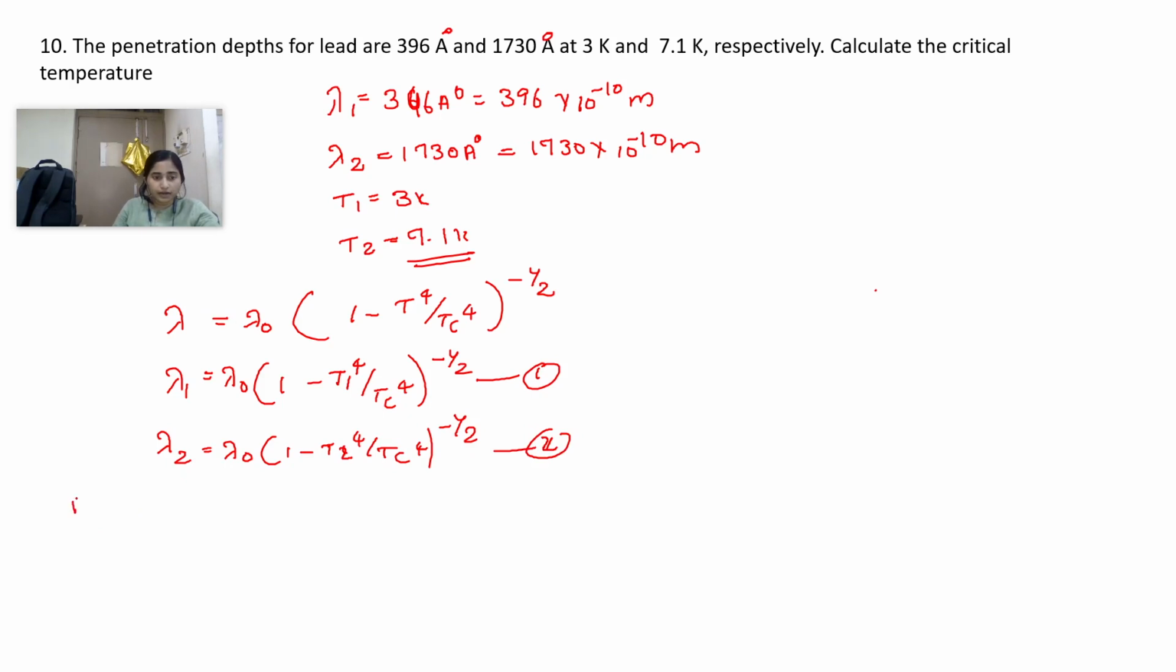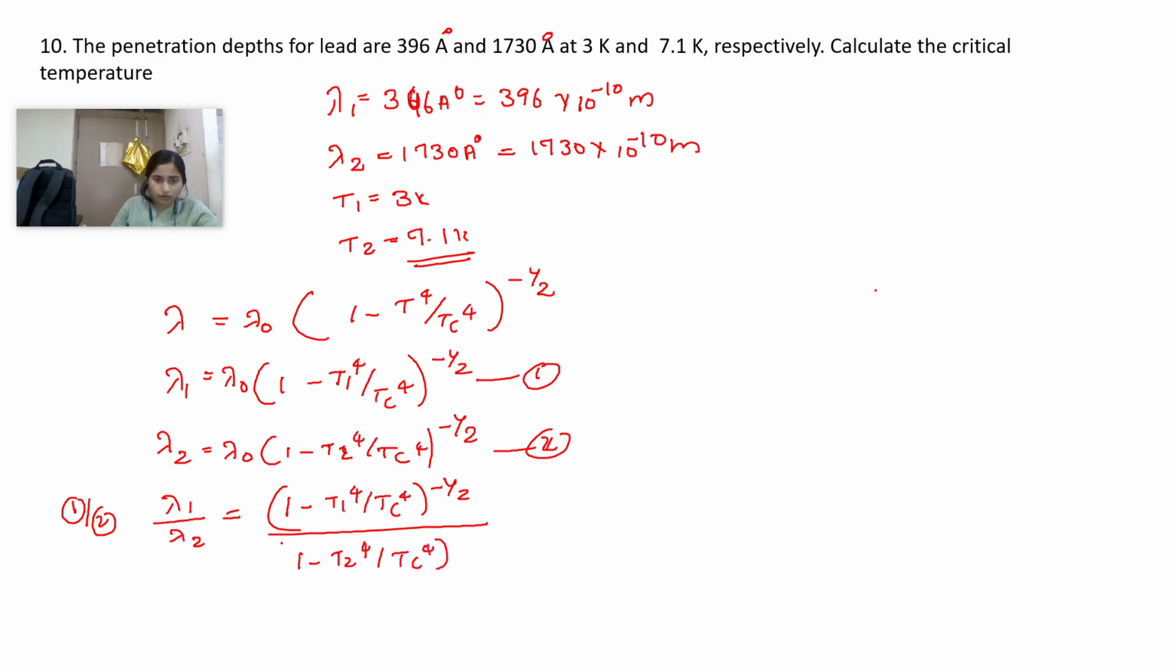Now divide equation 1 by equation 2. You will get lambda 1 divided by lambda 2 is equal to (1 minus t1 power 4 divided by tc power 4) whole to the power minus 1 by 2, divided by (1 minus t2 power 4 divided by tc power 4) whole to the power minus 1 by 2. Lambda 0 will cancel in each case. Now we have to solve and find the value of tc from this formula.